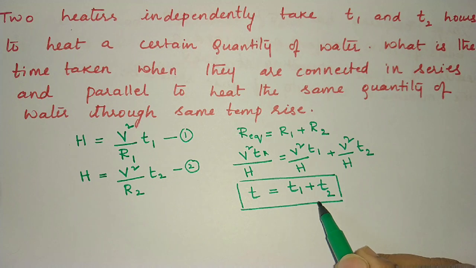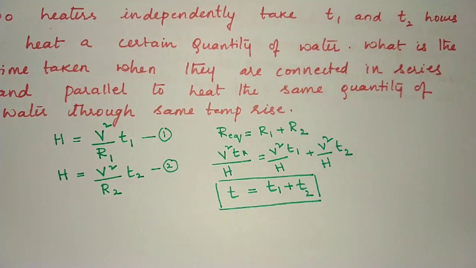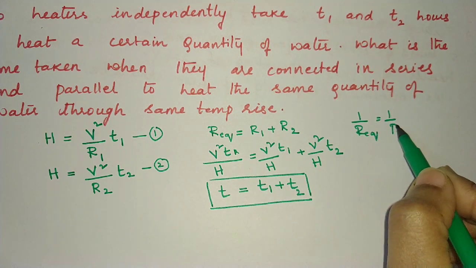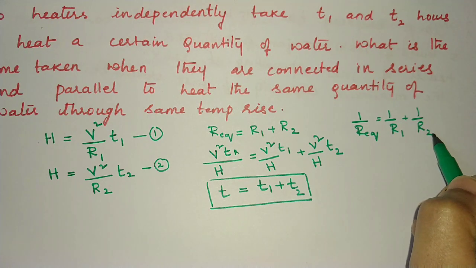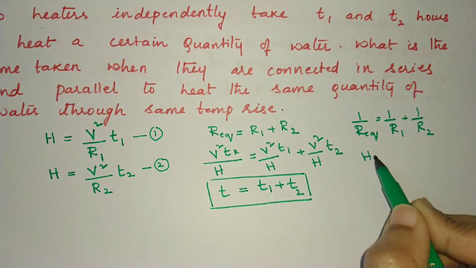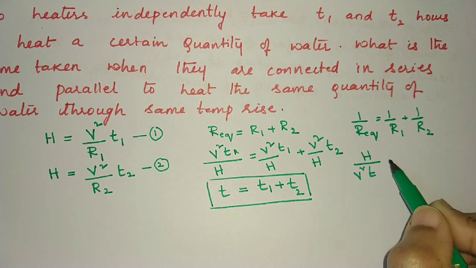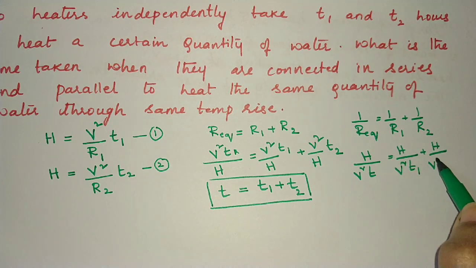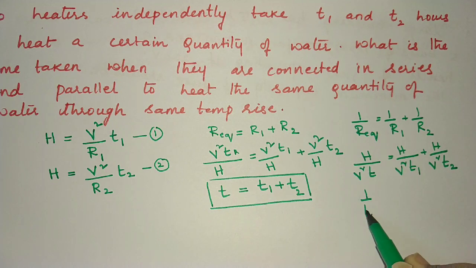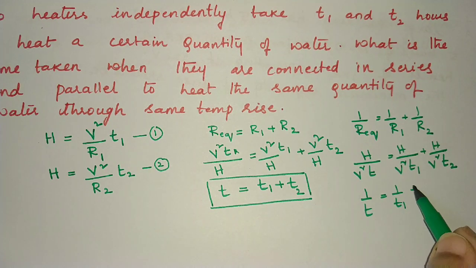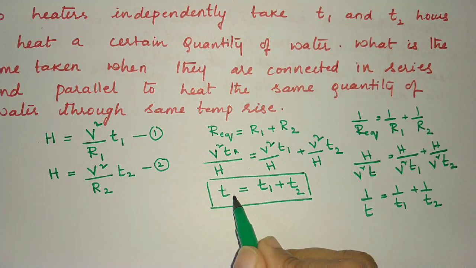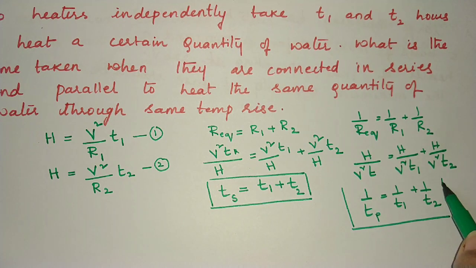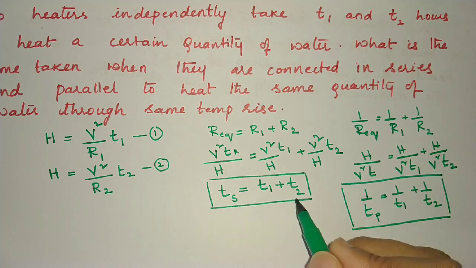So if two heaters are connected in series, it will take more time to heat the same quantity of water. Now for the parallel combination, we know 1 by R equivalent equals 1 by R1 plus 1 by R2. Now you can reverse the fraction. I will write it as H by V square into T equals H by V square into T1 plus H by V square into T2, which implies 1 by T equals 1 by T1 plus 1 by T2. So in series this is the time taken, and in parallel this will be the time taken. So parallel will take less time to heat, whereas series connection will take more time to heat.